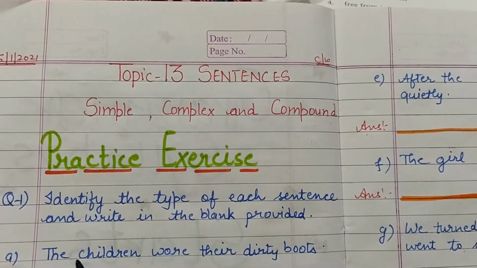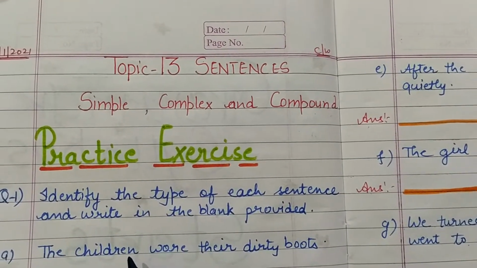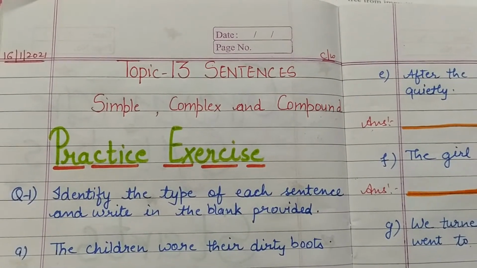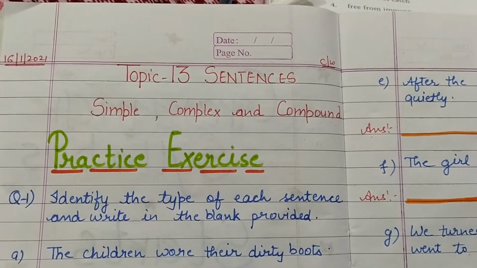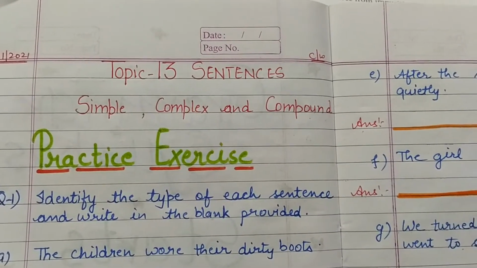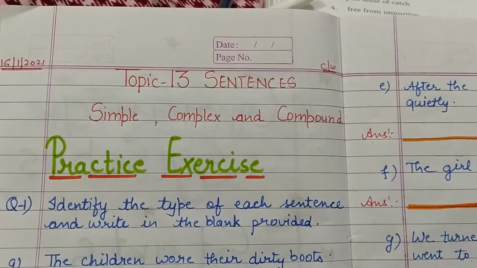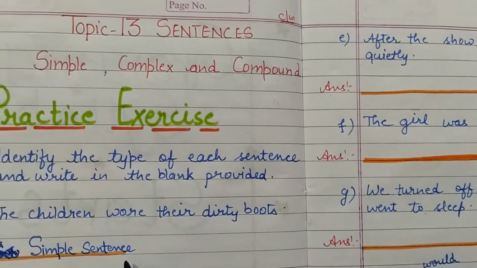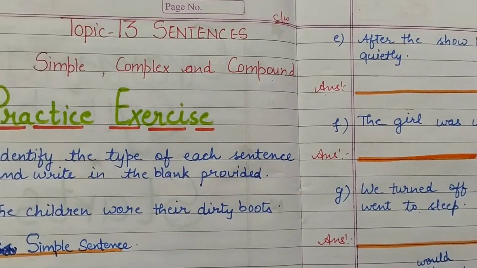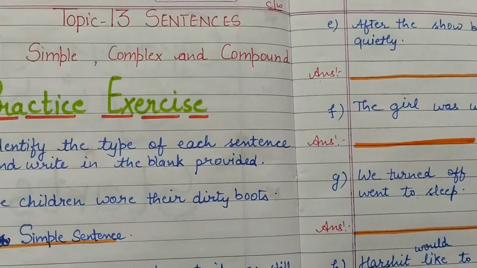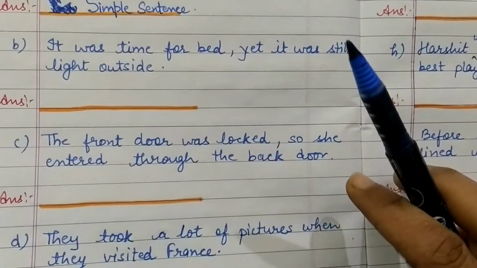Here you can see, children, this is a subject and wore is a verb, and the sentence has a complete meaning. It does not need any other words to complete its meaning. Yes, so this is an independent clause, which is a simple sentence. So you have to write here simple sentence. This is an example of a simple sentence because it does not have any other clauses or a conjunction. Now come to part B.